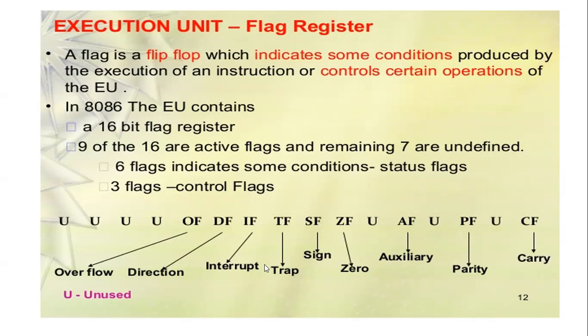Next is the interrupt trap flag. It is used for single step control and allows the user to execute one instruction at a time for debugging. That means if it is set, then the program can be run in single step mode. Interrupt flag is an interrupt enable or disable flag. It is used to allow or prohibit the interruption of a program. It is set to 1 for the interrupt enabled condition and set to 0 for the interrupt disabled condition.